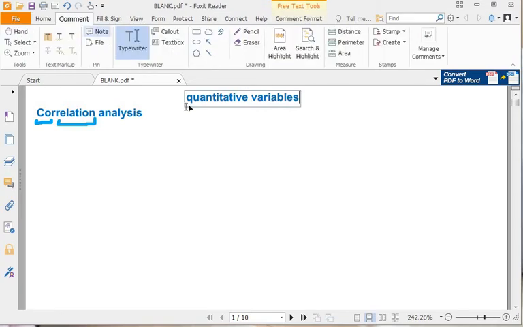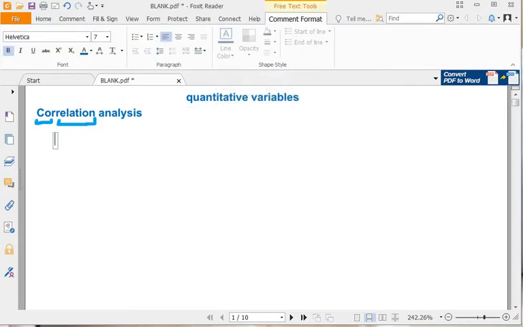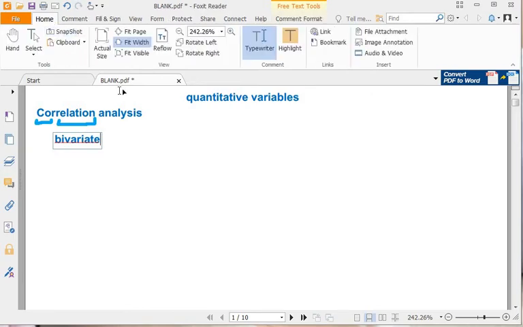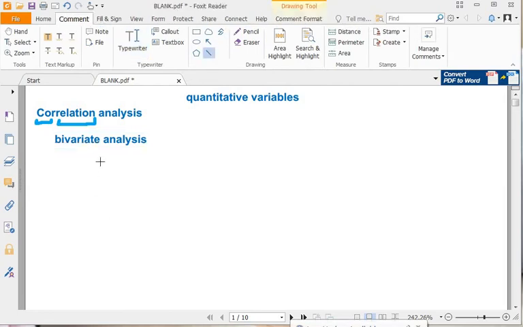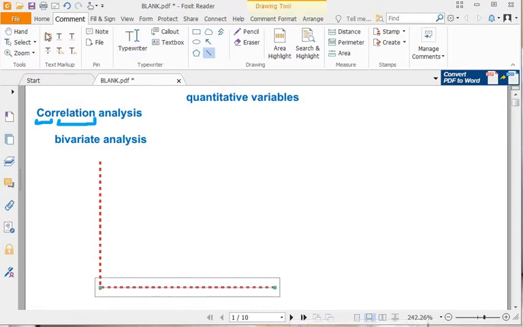Now how can I talk about quantitative variables in terms of correlation analysis? We'll start with something called a bivariate analysis. A bivariate analysis is essentially an analysis considering just two variables: bi, which is two, and variate, which refers to variables. Now we know of the Cartesian system, that is the xy plane, and we can represent two variables on it, with a vertical axis and a horizontal axis.